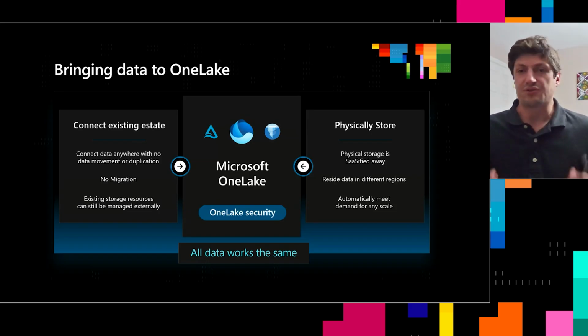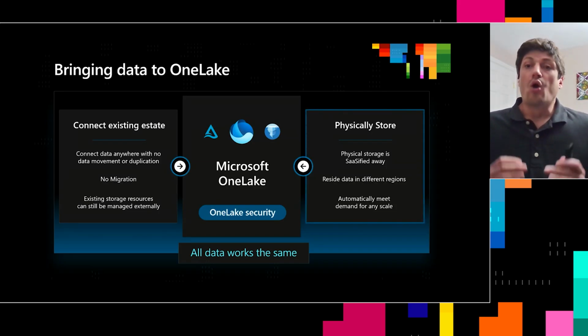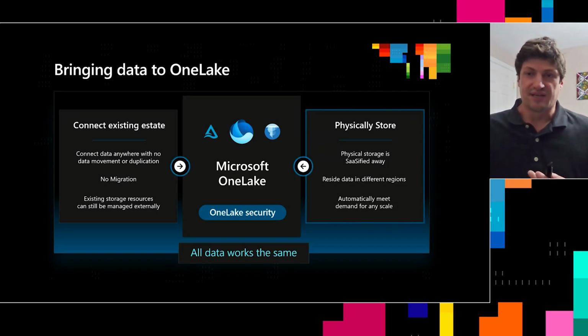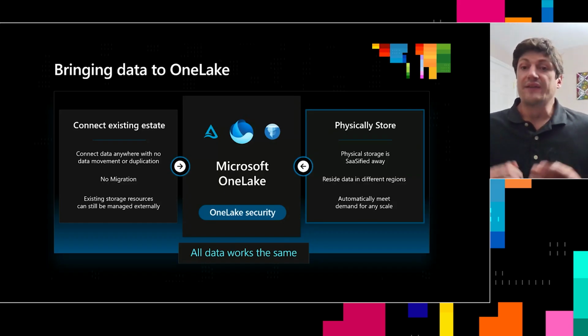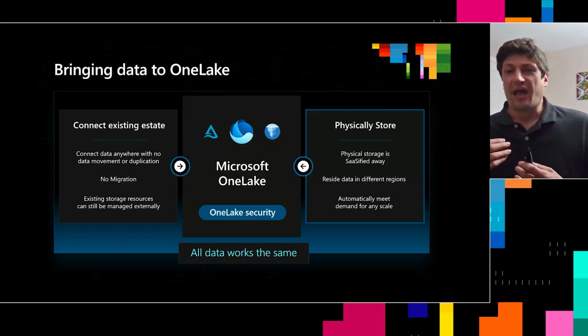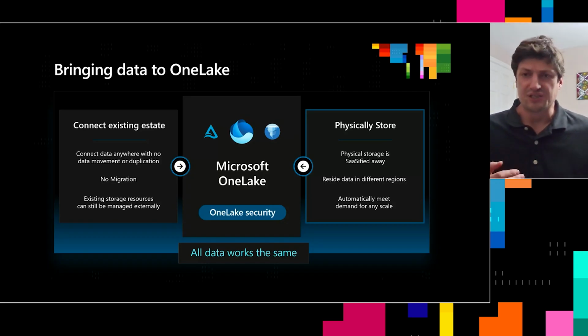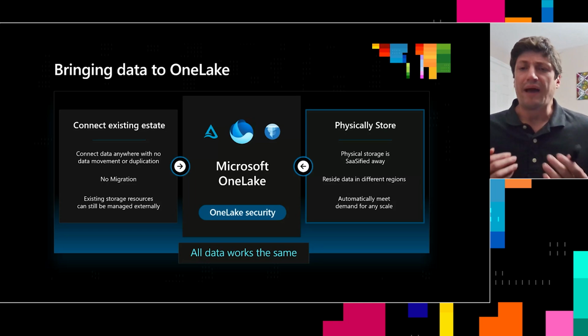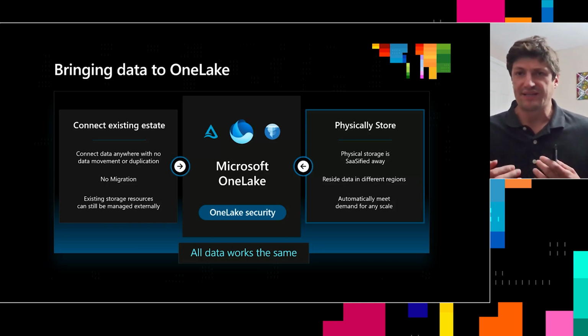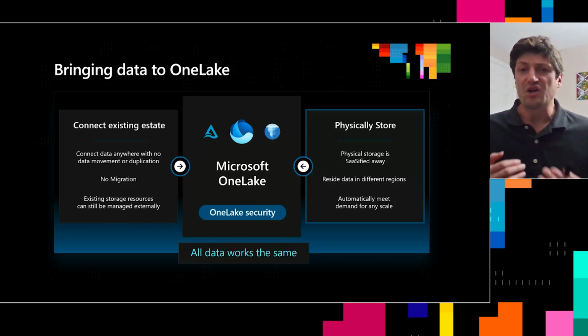Additionally, you can physically store your data in OneLake. We manage over 3 million storage accounts today for our users. This is what really makes us the OneDrive for data. OneLake automatically handles the scale and the throughput as your needs change, all without you having to manage your individual storage resources. No matter how the data gets to OneLake, whether you connect it or you store it there, all the functionality is the same after that.